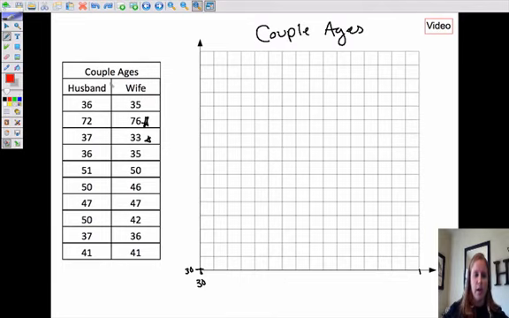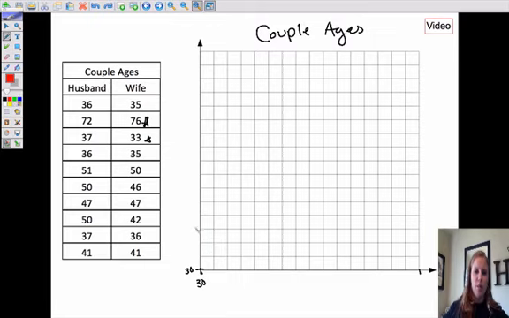Okay, so we're going to look at couples' ages. We're going to look at the ages of husbands compared to their wife's ages. And now, in linear relationships, we talked about independent and dependent variable. Here, it doesn't really matter. We can talk about the husband's age on the x-axis and the wife's age on the y-axis, or we can do vice versa, because one doesn't depend on the other. We just want to see how they relate. Are older men with older women? Are younger men with younger women? Is it the opposite? So we're going to look at some of those data points.